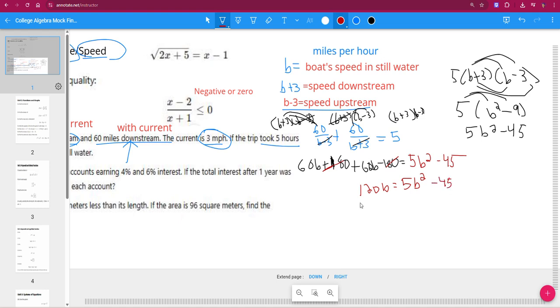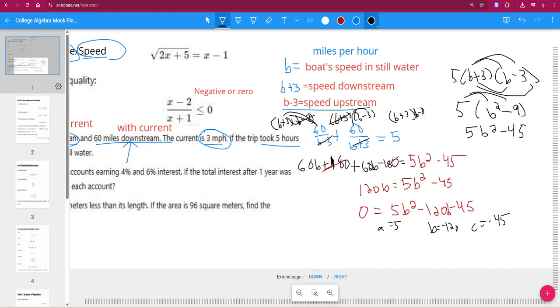I need to minus 120B to both sides to get it equal to 0. That'll give me 0 equals 5B squared minus 120B minus 45. Now, here, there's nothing that's going to add to negative 120 and multiply to negative 45. So I'm going to have to use the quadratic formula here, where A is 5. So let's write that out. A is 5, B is negative 120, and C is negative 45.